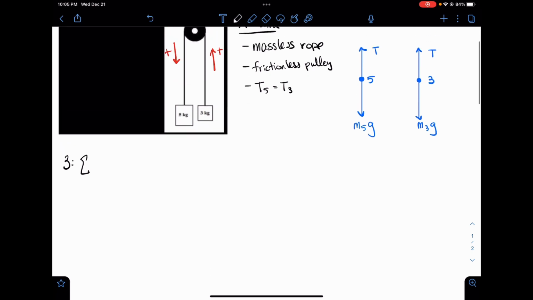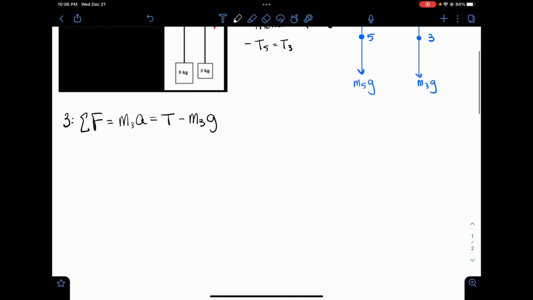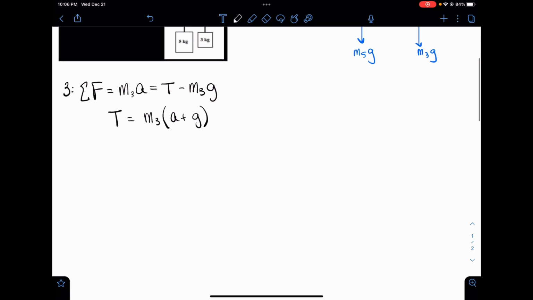So our sum of forces for block 3 is going to be equal to mass of block 3 times the acceleration, again, of the system. That equals the positive force, which is tension if we're going upwards, minus the negative force pulling it back, which is the force due to gravity, so m3 times g. And then I'm going to solve for tension because that's what I'm going to use to substitute later. So tension equals mass 3 times acceleration plus the acceleration due to gravity.